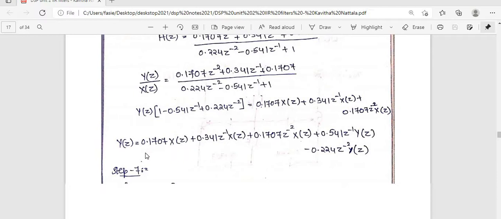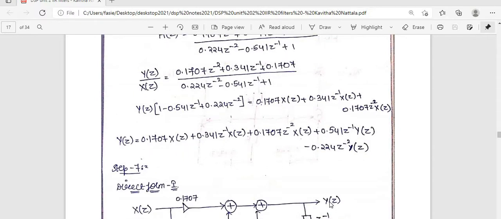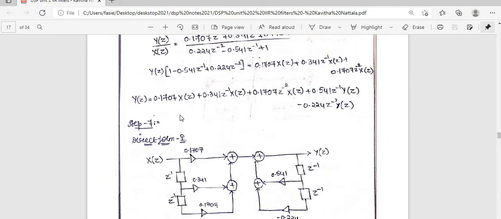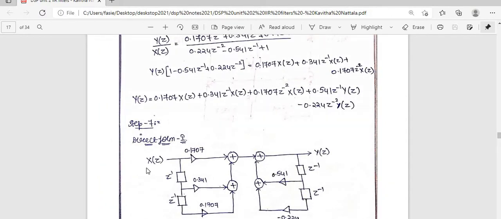I had y of z, that is the output. That should be the output y of z. And what is the input value I have, students? Input is x of z. How do we design x of z? This is my x of z. The first term I have is 0.1707, that is the first as it is. The second we had is 0.341. Then the third is 0.1707. These all are x of z values, right?